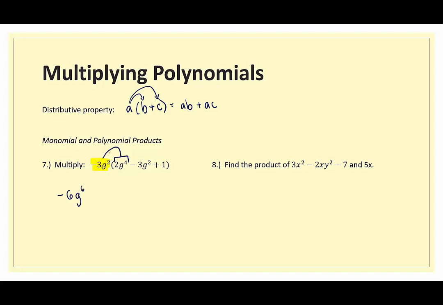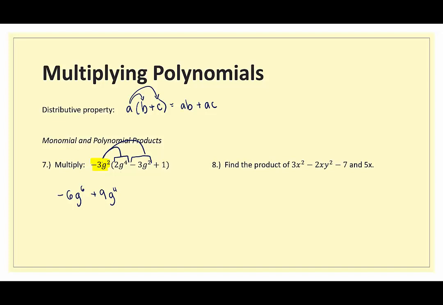Next up, we're going to take negative 3g squared and multiply it to the middle term, which is negative 3g squared. Hey, it's the same thing. A negative times a negative is positive. 3 times 3 is 9. G squared times g squared, we would add those exponents. 2 plus 2 is 4.